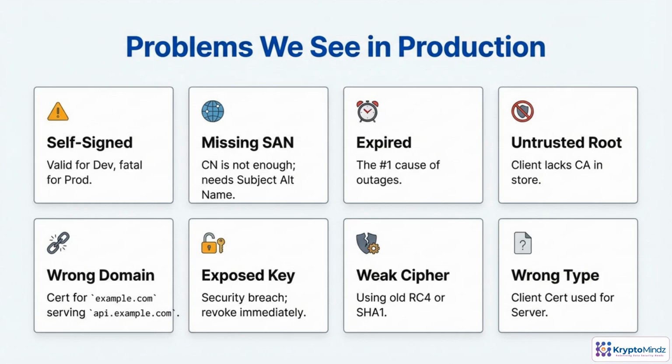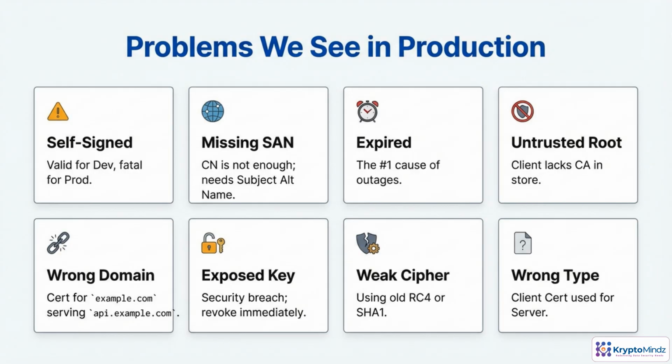Expiry is the silent killer. The crypto is fine, the CA is trusted, but the not after date has passed, and suddenly your site or API is down. Many large outages you read about are just certificates that weren't renewed in time. Trust anchor issues show up as untrusted root. That usually means the client doesn't have the issuing CA in its trust store, which is common with internal or private PKI.